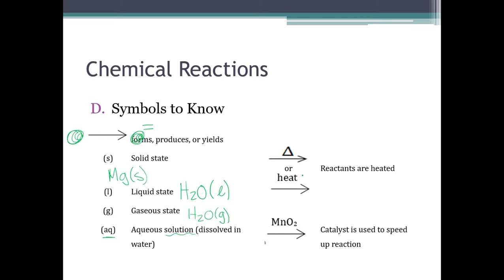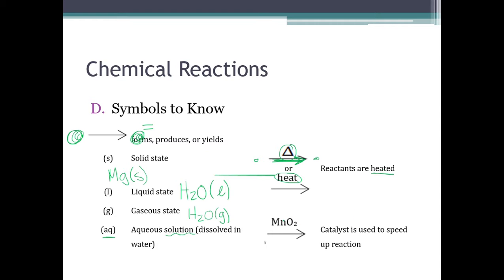Some different versions of the arrow that you can have are to put a delta above it or to put the word heat above it. Oh, it's operator error. Dang. Oh well. Both of these mean that the reactants have been heated. It means while we are undergoing this arrow process to get from the reactants to the products, we are putting some heat in there as well.